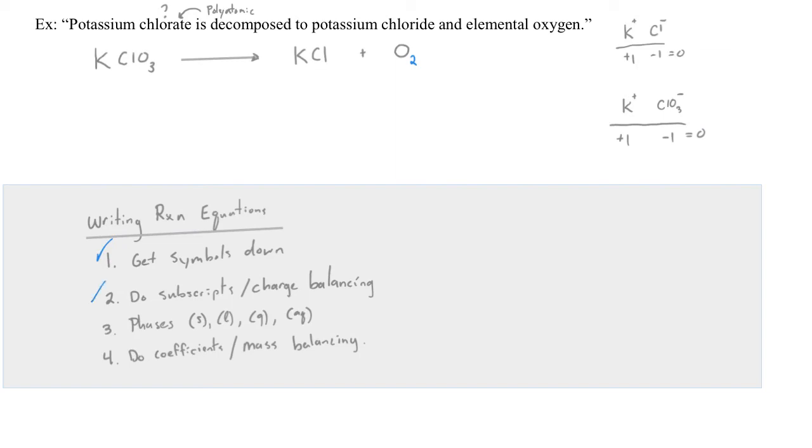Now we go on to step 3, which is phases. Our ionic compounds will be solids, so we have potassium chlorate, that's ionic and a solid. Potassium chloride, that's also ionic, so that's a solid. Oxygen is a gas, so that's G. And that's step 3, phases.